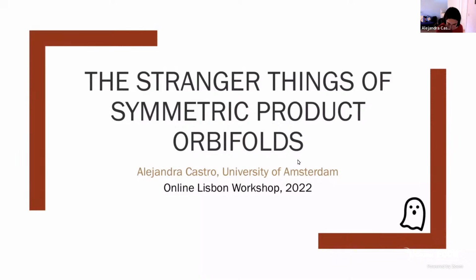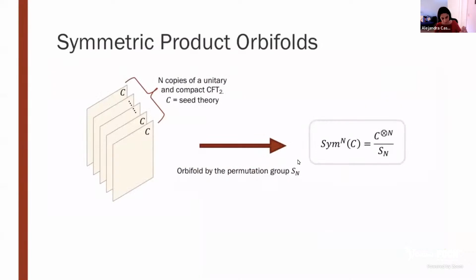So the main character of this talk. So let's just define it. So the most dry beginning. So what is a symmetric product orbifold? So basically, you tensor n copies of a unitary and compact CFT. It doesn't have to be compact, but for the purpose of this talk, I will consider compact CFTs in 2 dimensions. And so you grab your favorite CFT, which we will call the seed theory. You tensor it n times, and then you orbifold by the permutation group Sn that appears. Okay, and that's basically the definition of the symmetric product orbifold.